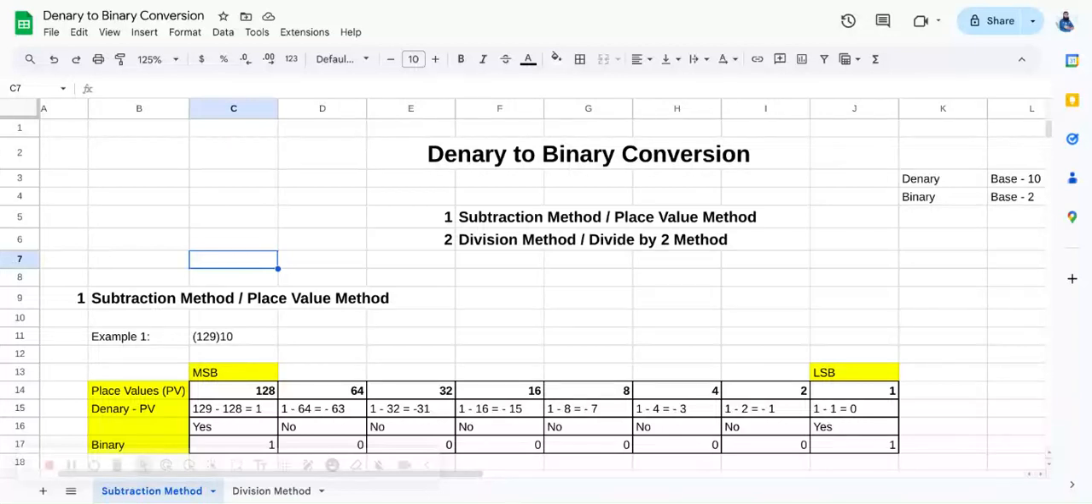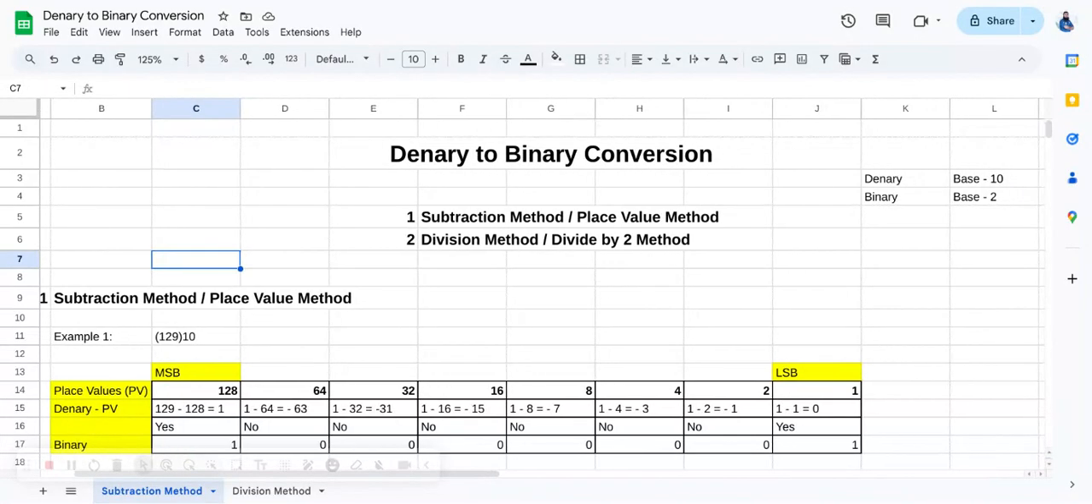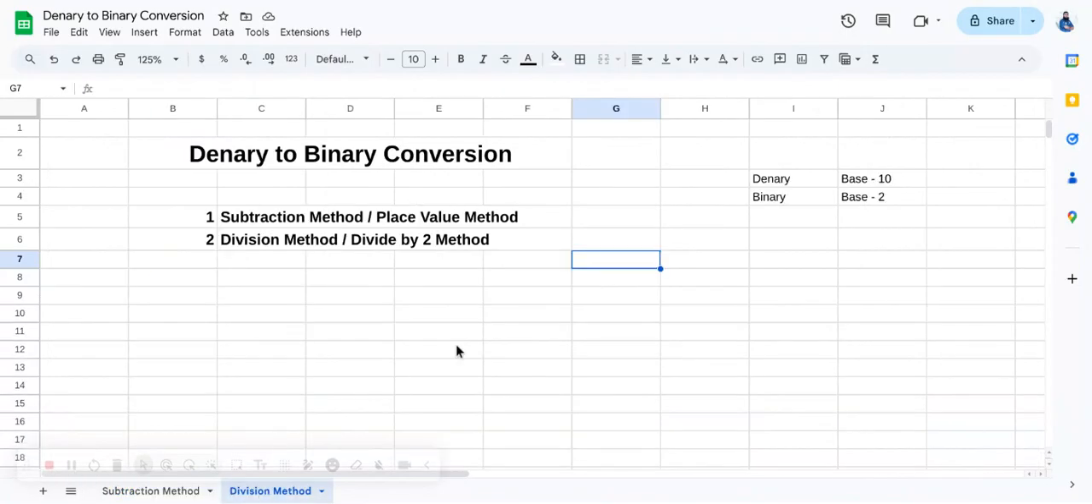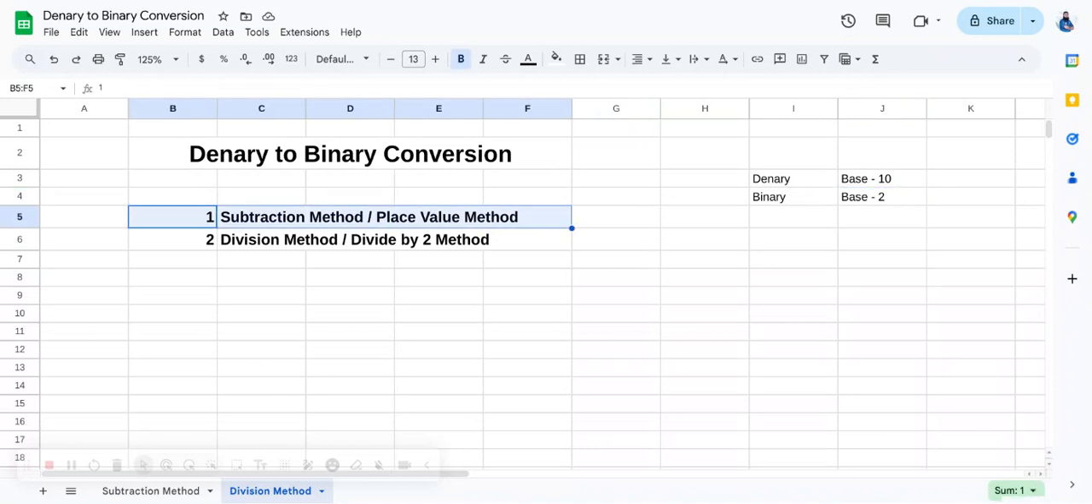I am Haroon Rashid. Once again, in the second part of the video Denary to binary conversion, here we are going to use the second method, that is the division method. In the previous video, we learned that there are two methods used to convert a Denary to a binary number. A Denary number has base 10, and a binary number has base 2. In the previous video we already did the subtraction method, or place value method.